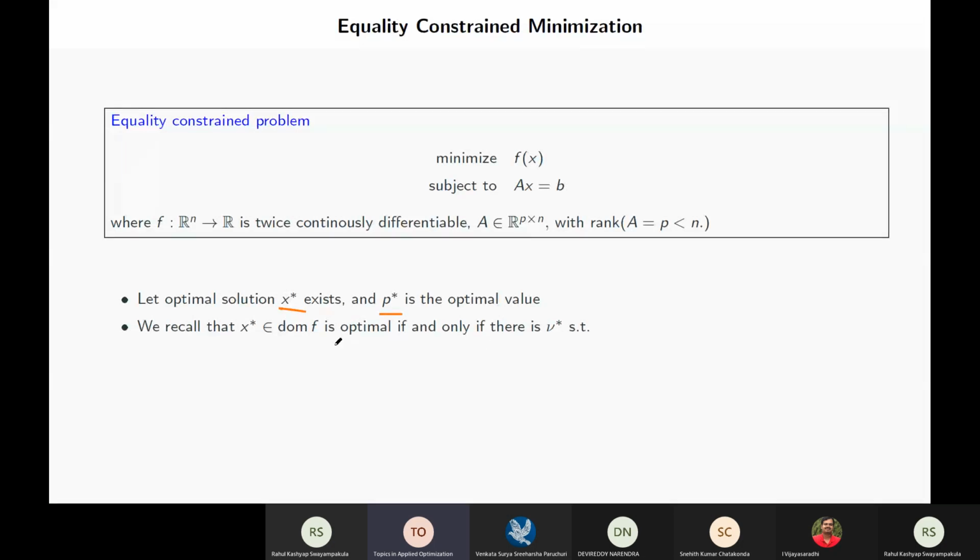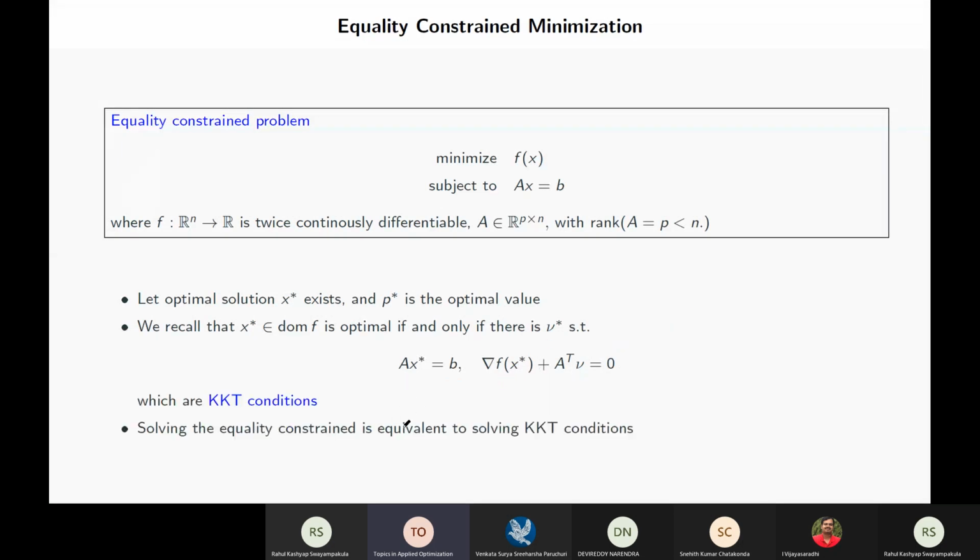And it is optimal if and only if there exists a mu star. This is something we have done before, in the sense that this is just KKT, right? So these are KKT conditions, and that's the necessary and sufficient condition for optimality. So solving the equality constraint problem is equivalent to solving the KKT conditions. That's what we see in this equality constraint problem. It's about solving the KKT conditions.